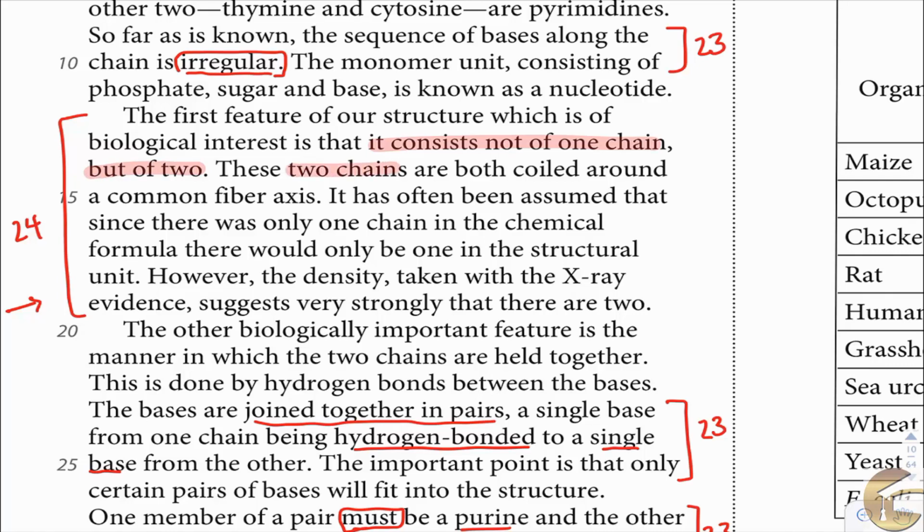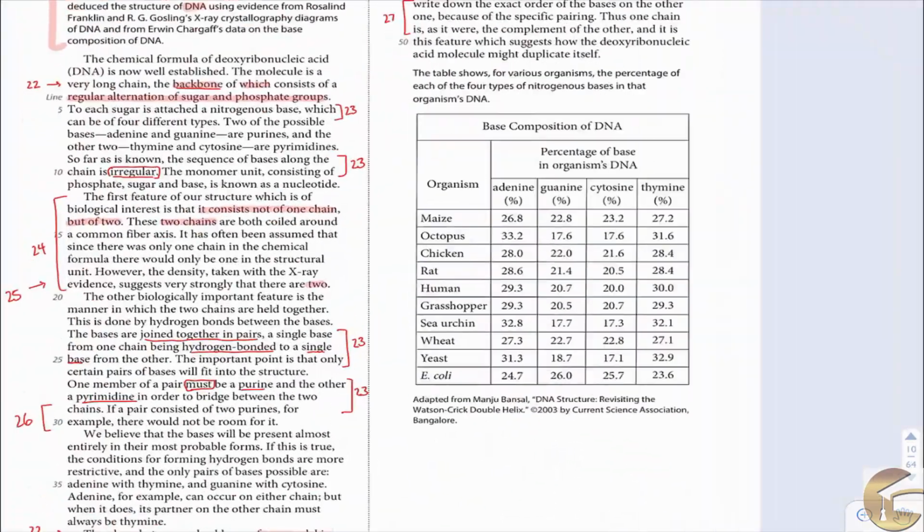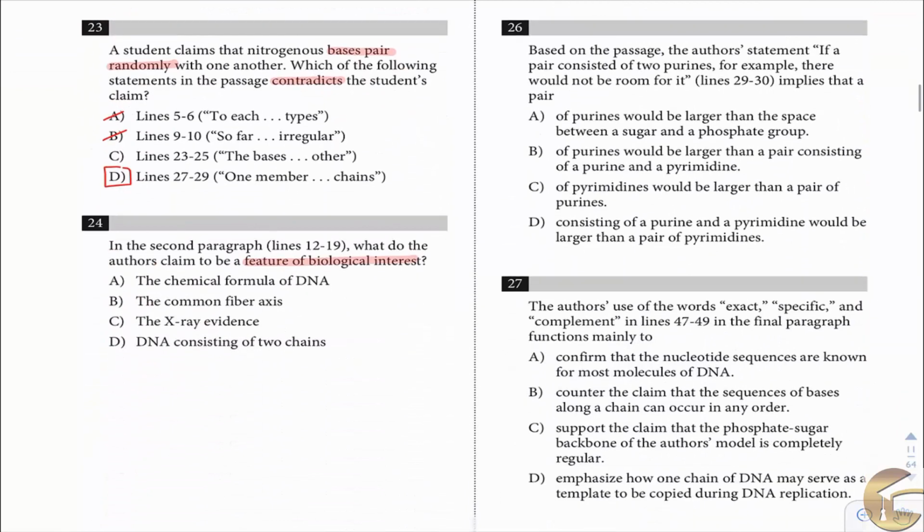These two chains are both coiled around a common fiber axis. It has often been assumed that since there was only one chain in the chemical formula, there would only be one in the structural unit. However, the density taken with the X-ray evidence suggests very strongly that there are two. So everything here is about having two chains. So I'm looking for something that says something about having two chains. So I'm going to check my answer choices.